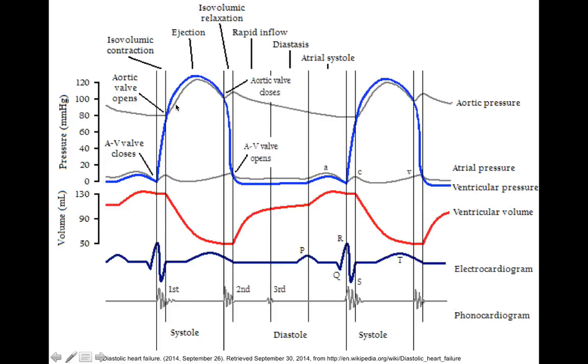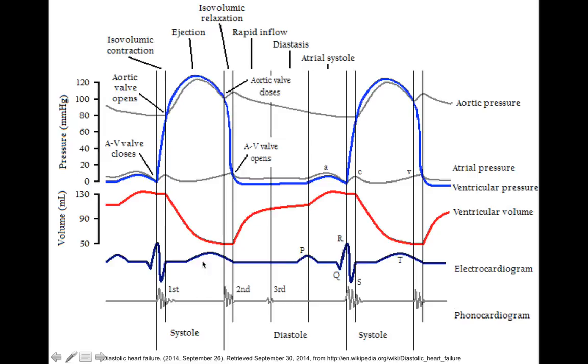So this gray line here is showing aortic pressure. So once ventricular pressure exceeds aortic pressure, these semilunar valves swing open. And when those semilunar valves open, ventricular volume decreases dramatically because this is the ejection phase where blood's being ejected out of the ventricles into the aorta and pulmonary trunk. This continues as pressure rises, and we can see that aortic pressure rises too.